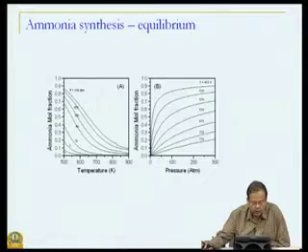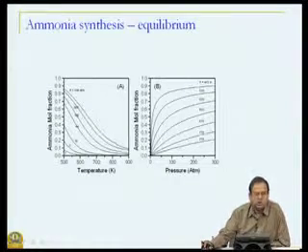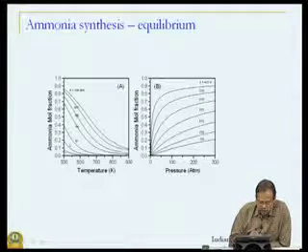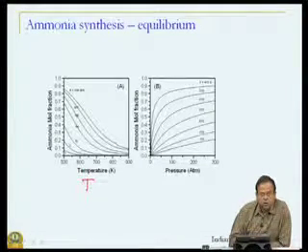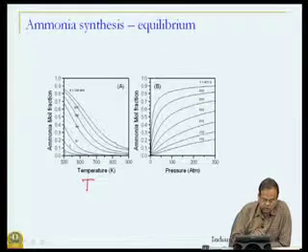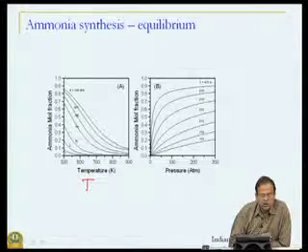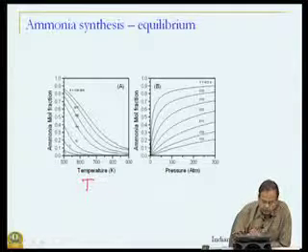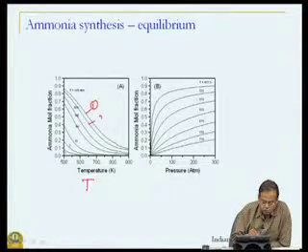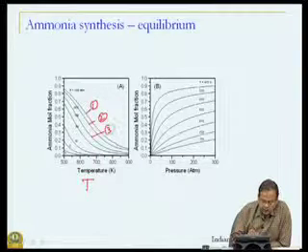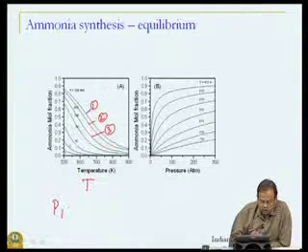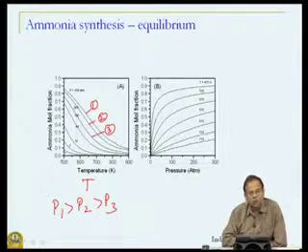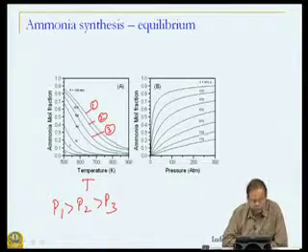So, let us look first at the thermodynamic aspect. What we are seeing here is the temperature on the x axis and the ammonia mole fraction, that is the equilibrium relationship, for different pressures, let us say 1, 2 and so on, and pressure 1 is greater than pressure 2, greater than pressure 3. These are in fact 300 atmospheres, 100 atmospheres and so on.